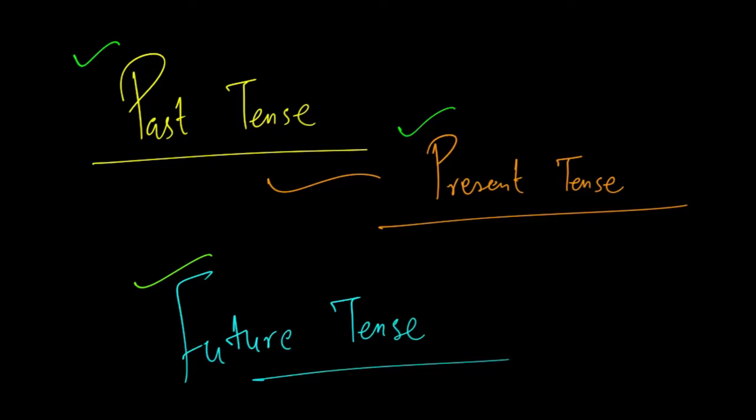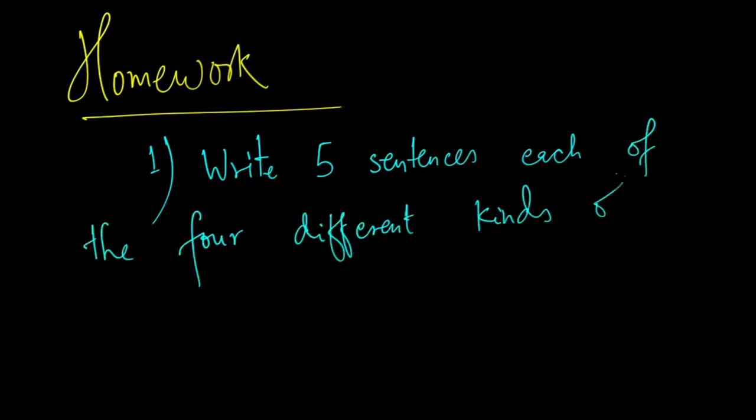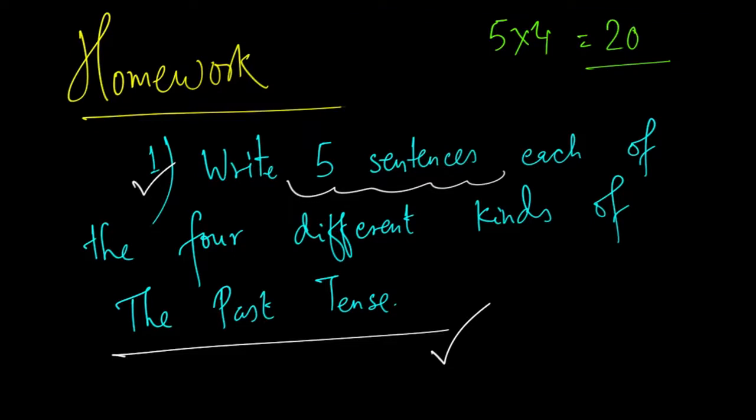Now let me give you some homework. Your homework would be to write 5 sentences each of the 4 different kinds of the past tense. That's pretty easy. How many sentences altogether? I bet you're good at maths, so let's do a quick maths. 5 multiplied by 4 equals 20. Excellent. So 20 sentences altogether. Oh, don't gasp and say, that's too many. That's not too many. Only 20 sentences.